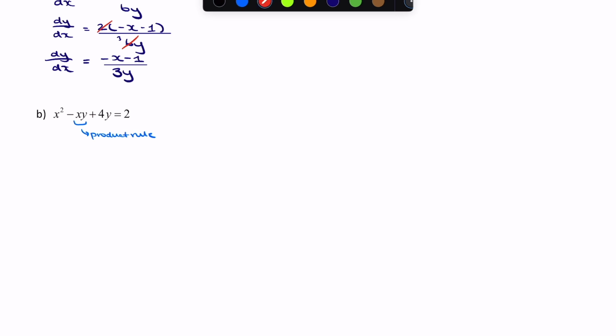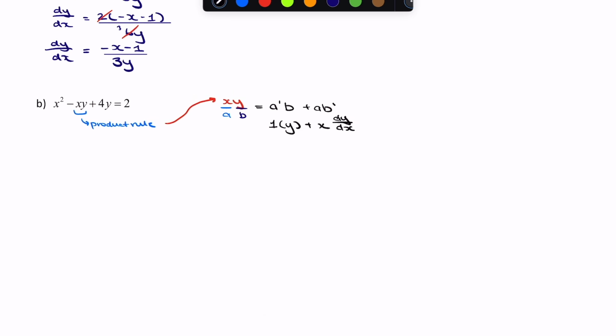If you recall the product rule, we'll just write this on the side. For xy, say x would be a, y would be b. That's equal to a prime b plus a b prime. If we derive that, a prime is just 1, and b would be y, plus a, which is just x, and b prime, which is dy over dx.